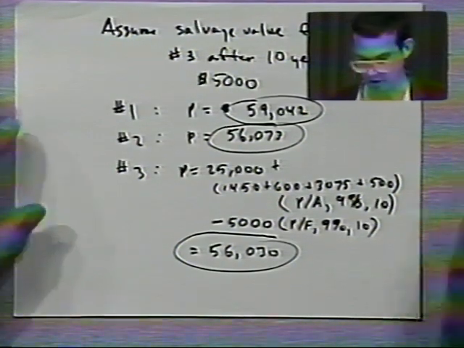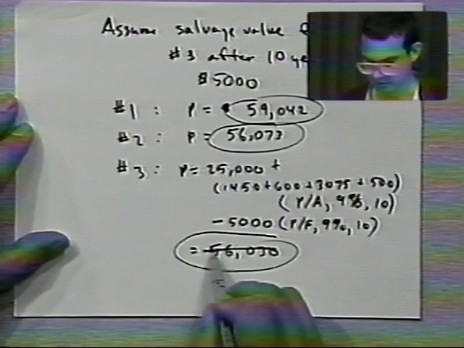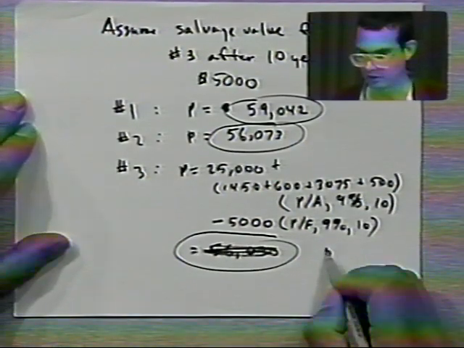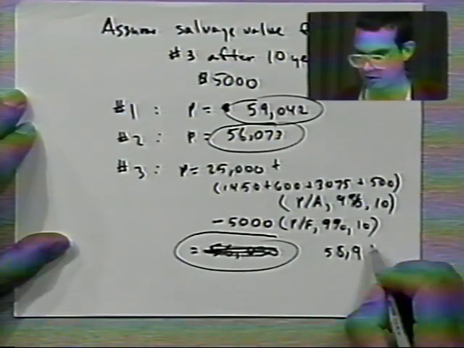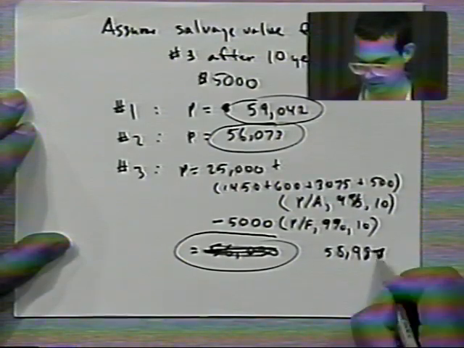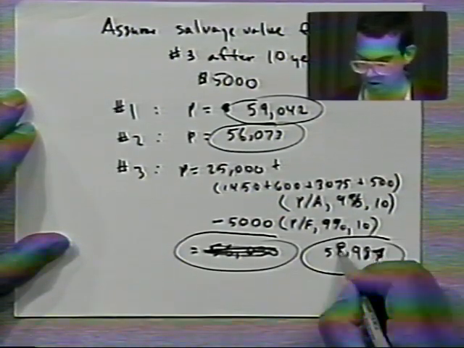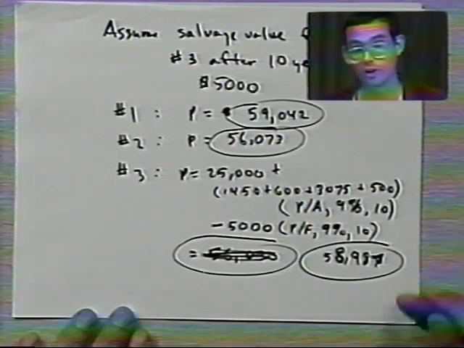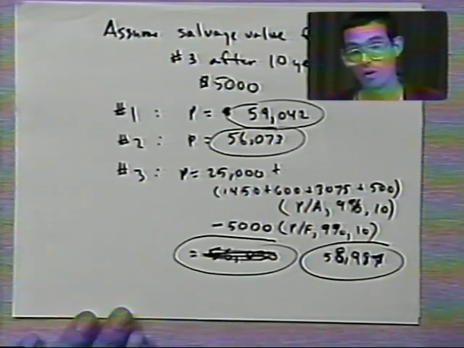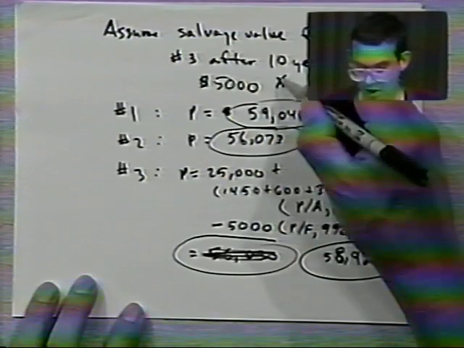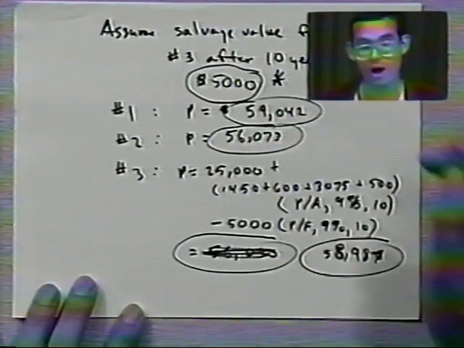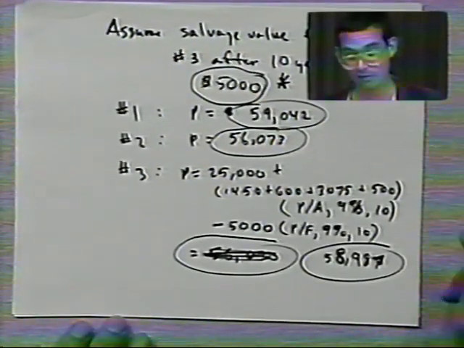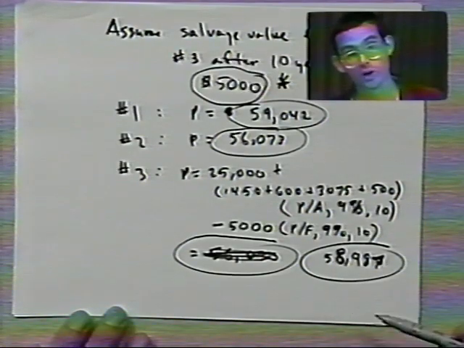I'm sorry, that's not the correct answer. That should be $58,987. You notice that it can also give different results. The different results are based on that particular choice of salvage value. However that salvage value is evaluated, it's going to affect that final present worth.